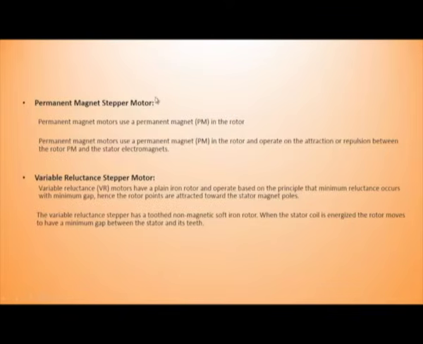These stepper motors have two types: one is the permanent magnet stepper motor, and the other is the variable reluctance stepper motor.